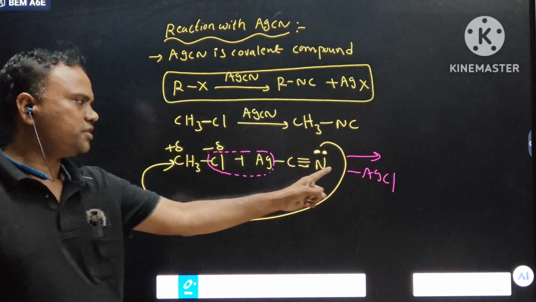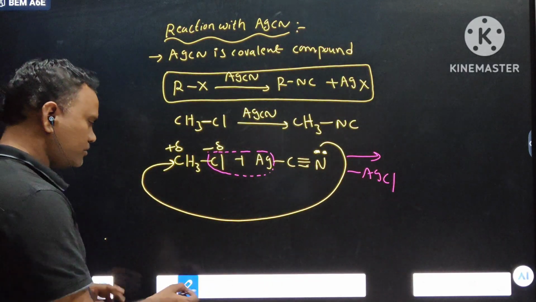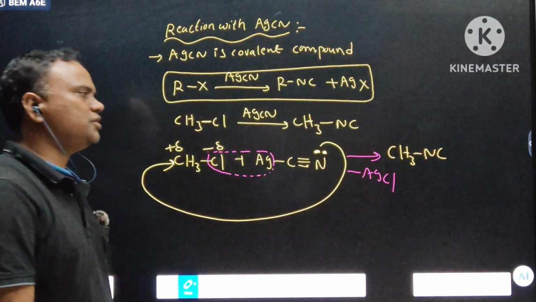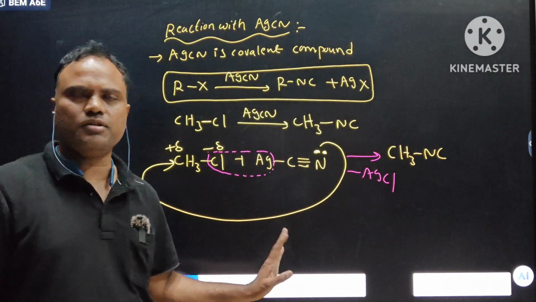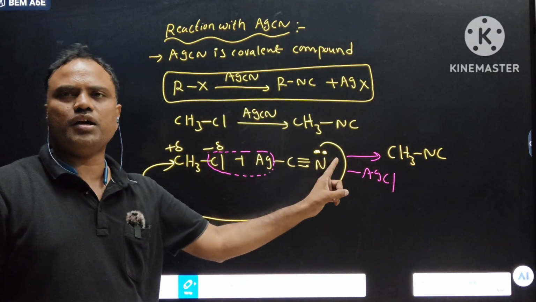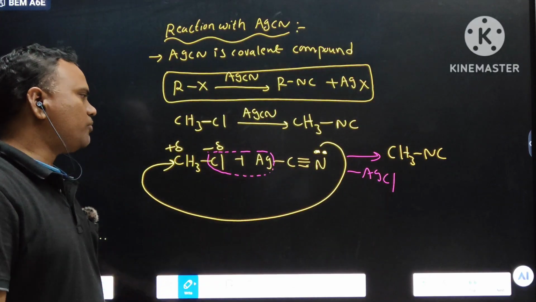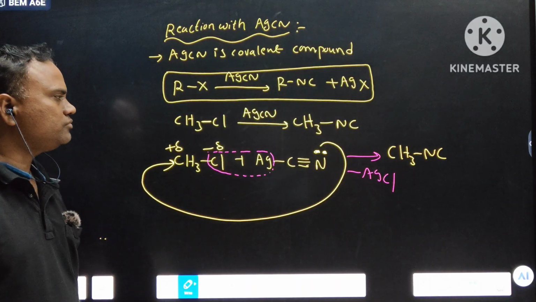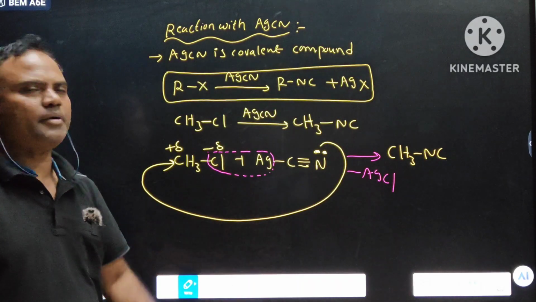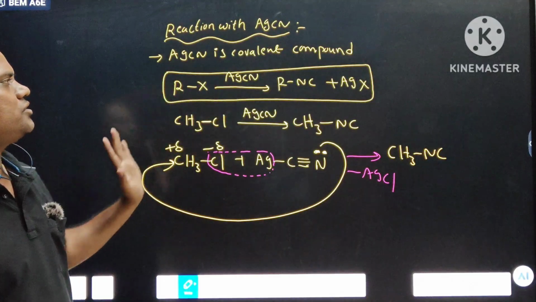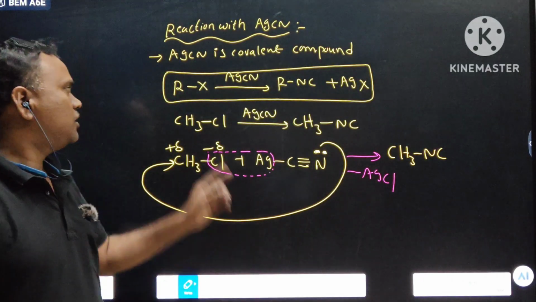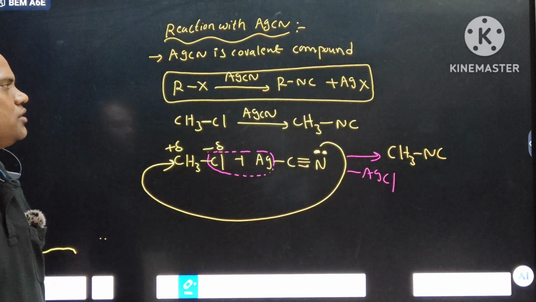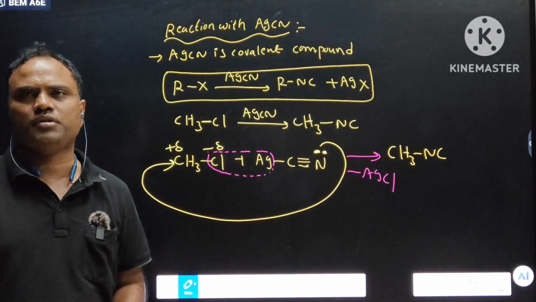What is the link? The link is in between nitrogen and carbon. So CH3NC. You don't think about other things. Clear? Just see where the link is forming, to which atom and which atom the link is forming. The link is forming between nitrogen and carbon. Okay. That is the mechanism. What is the important point? AgCN is a covalent compound. It does not undergo dissociation. When we use AgCN, we get RNC, isocyanide is formed. When we use NaCN, cyanide is produced. Okay.